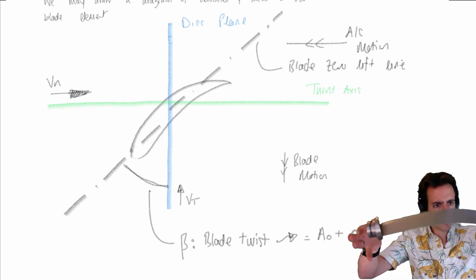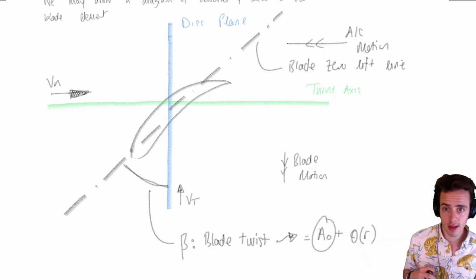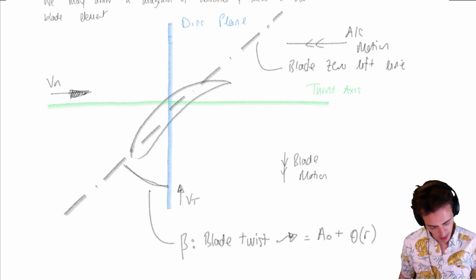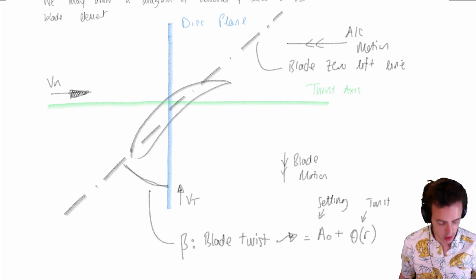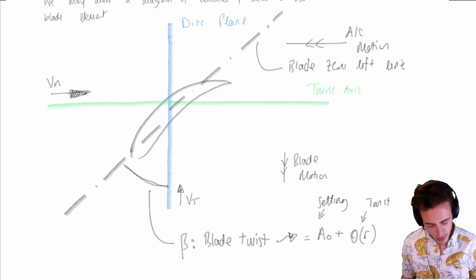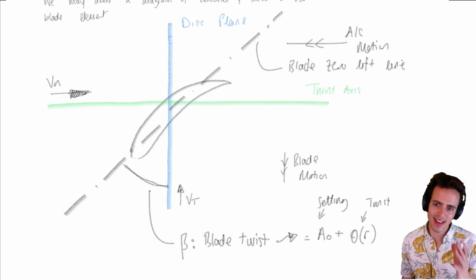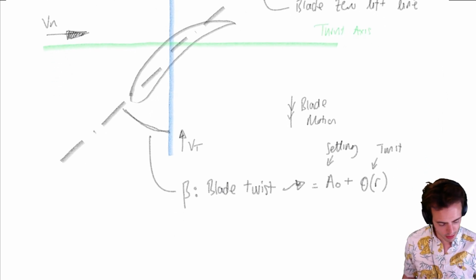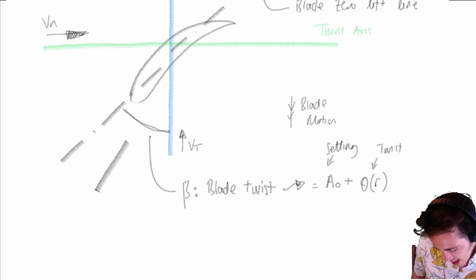And we remember that the blade can also be pitched around the pitch change axis. So that part there is the pitch change axis value, plus whatever's there because of the twist of the blade. So we're going to call this one here setting, and this one here is twist, which gives us the total blade twist angle. So this is then beta, and it's defined as the angle between the blade zero lift line and the propeller disc plane.